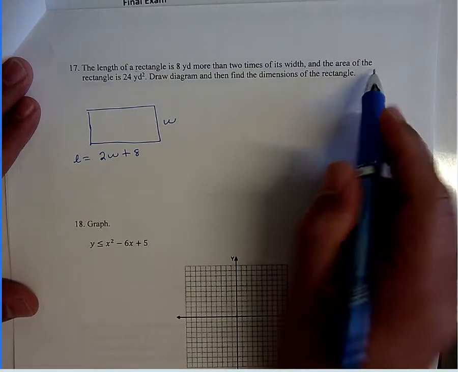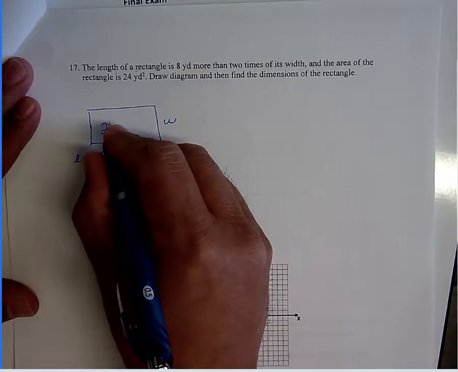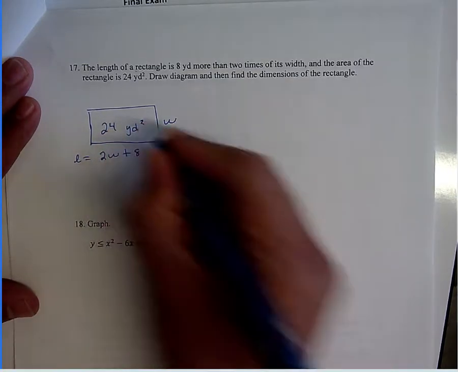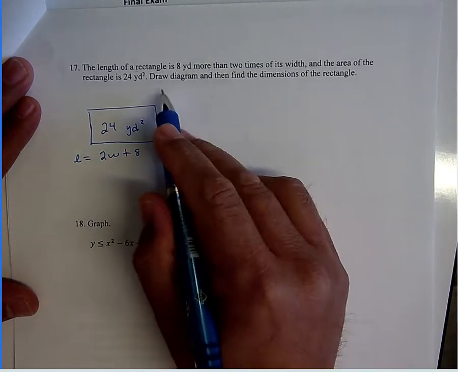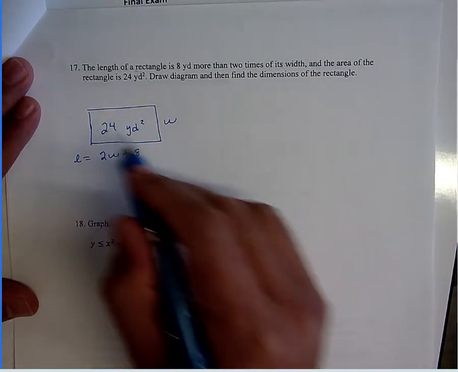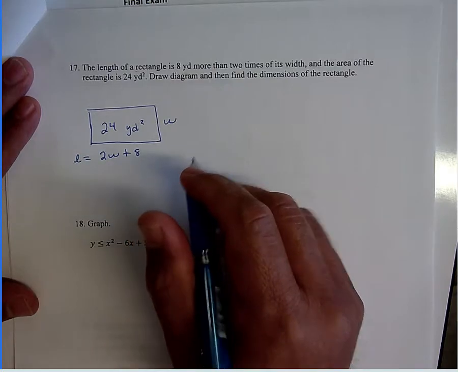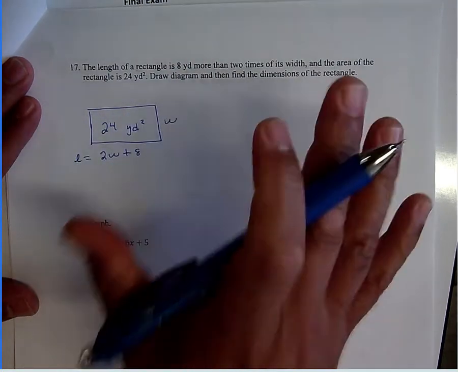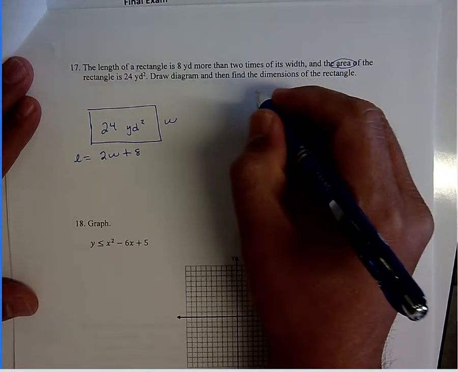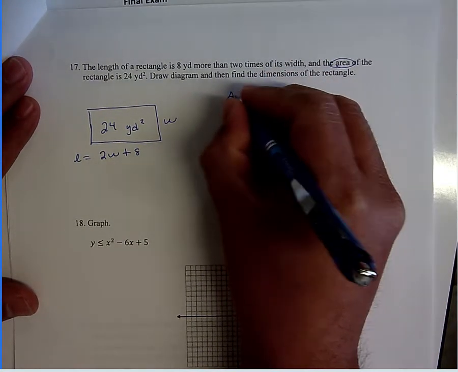So the area of the rectangle, so we know the area is this. So draw a diagram, find the dimension. So we draw the diagram, we need to find the L and the W. So how do we find these? What are they talking about? They're talking about area. It's given to us. So we're going to use the area for a rectangle.